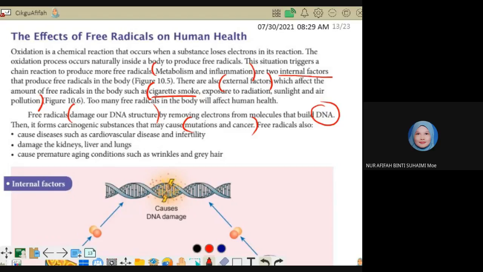Passive tu yang hidu asap sahaja. Inhale the smoke only. Passive smoker. Active smoker is the person who is smoking. So both active and passive smokers will be affected by the cigarette smoke. Because the cigarette smoke will release free radicals. Free radicals will enter our body and attack our DNA. Okay, attack our DNA.